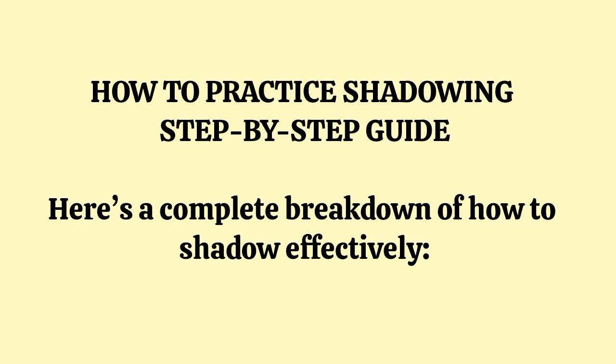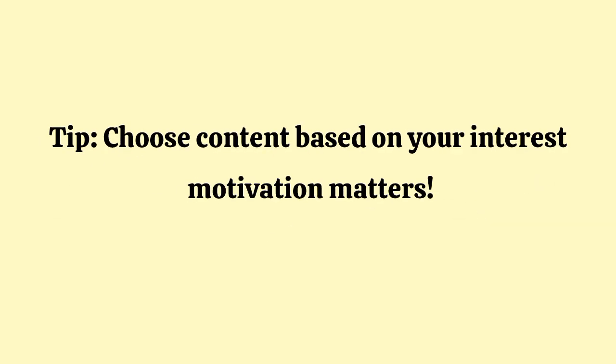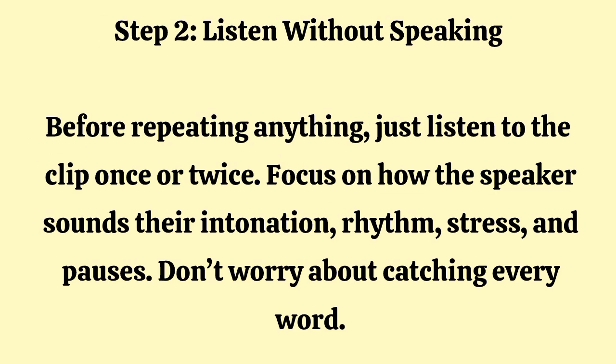How to practice step guide. Here's a complete breakdown of how to shadow effectively. Step 1. Choose the right material. Start with a short audio or video clip, 30 seconds to 2 minutes. It should be spoken by a native English speaker with clear pronunciation. TED Talks, YouTube interviews, news reports, or movie dialogues are perfect. Tip: choose content based on your interest. Motivation matters.